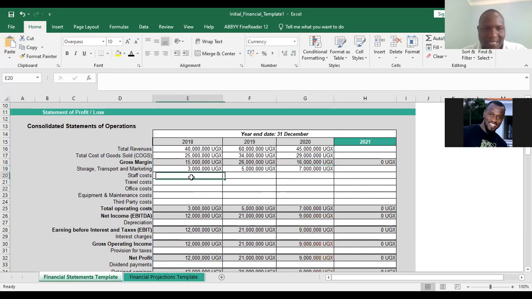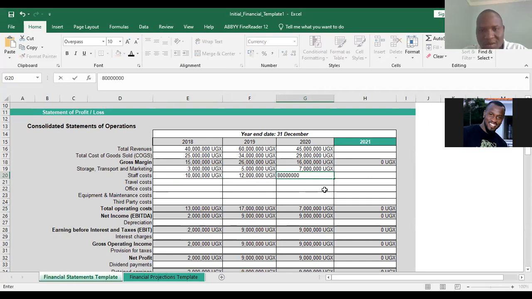Staff costs, these are like salaries. You can call them salaries and wages, or you can call them staff costs. I'll assume on year one, maybe we paid 10 million. Year two, maybe we paid 12 million. And year three, because of COVID, maybe we had to cut off some staff. So maybe we had to spend 8 million. Okay.